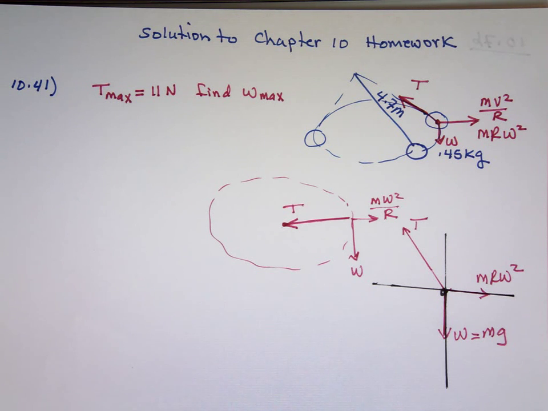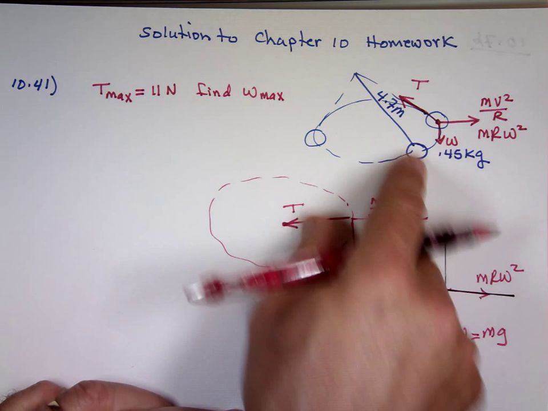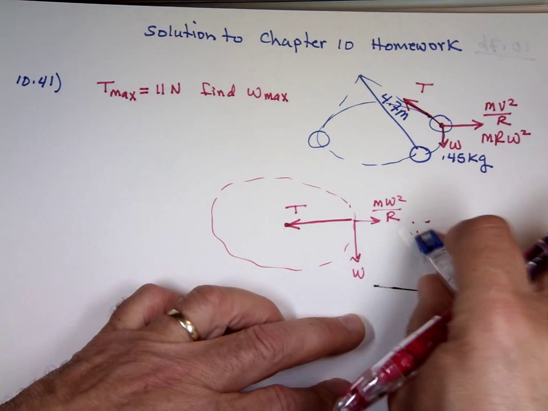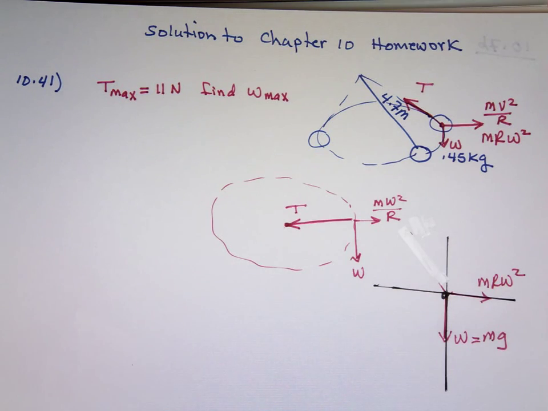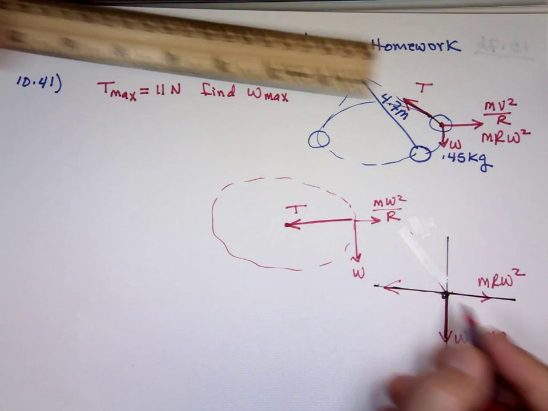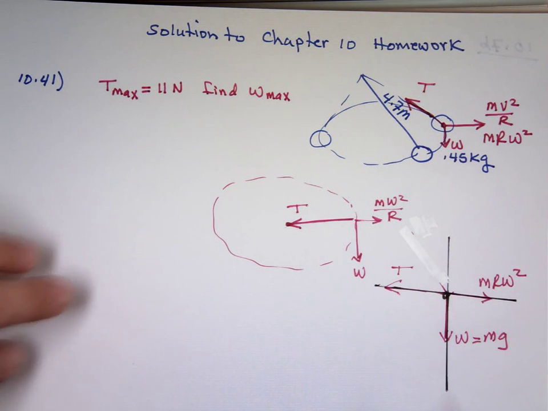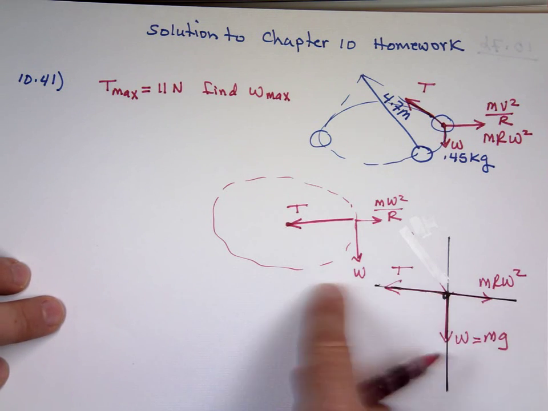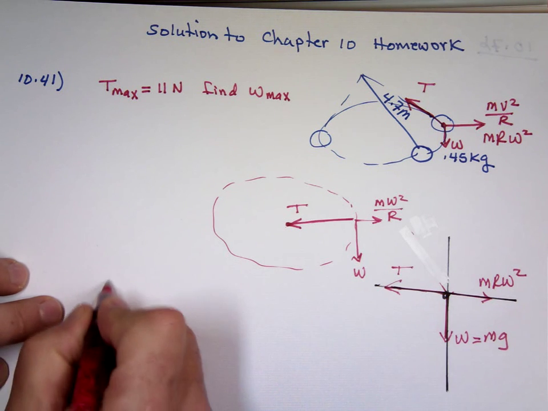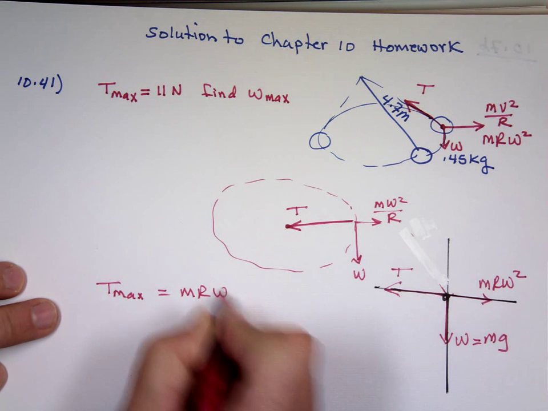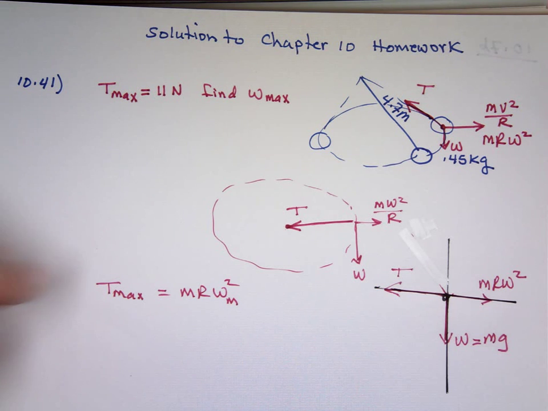So if I assume approximately horizontal, that means that T here is no longer on an angle. That T is going to be in which direction? It's going to be this way. And since you're spinning in a circle there, that means you're not moving left and right. That means the Tmax equals mrw max squared. This force has to equal to this.